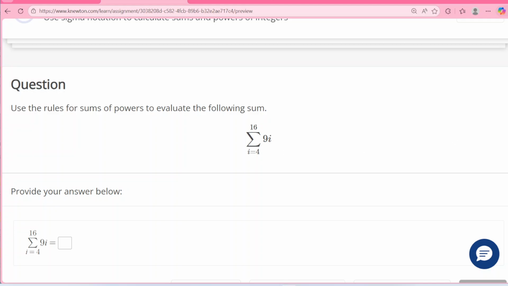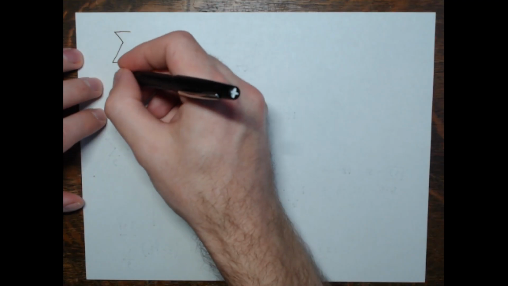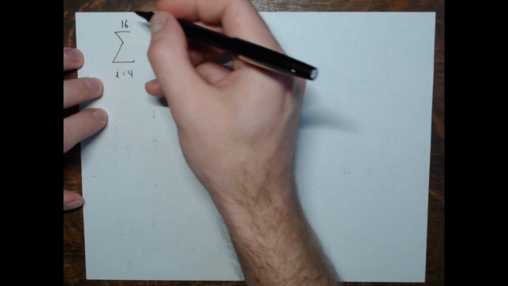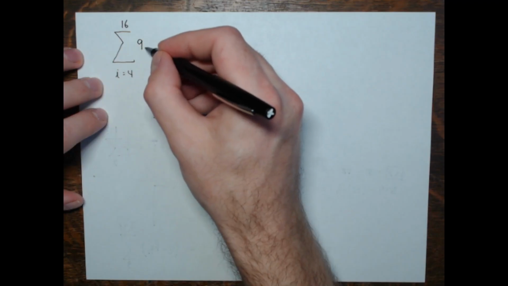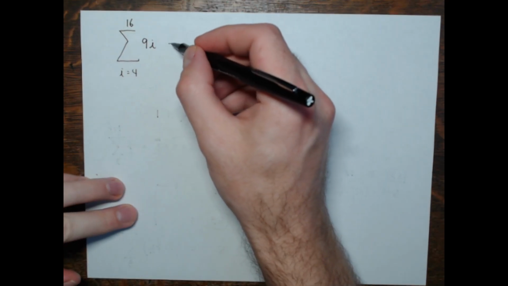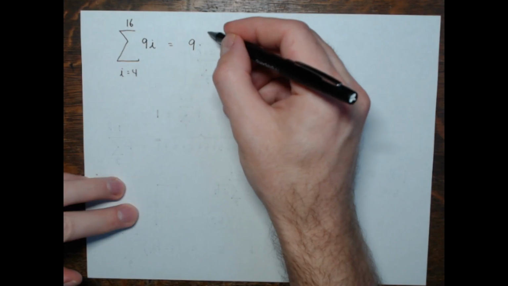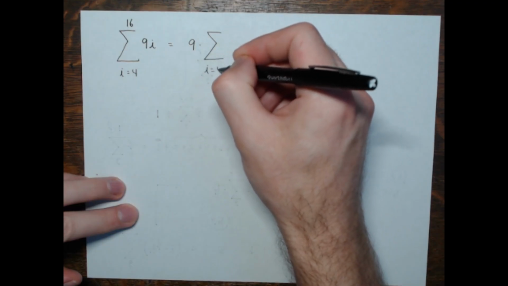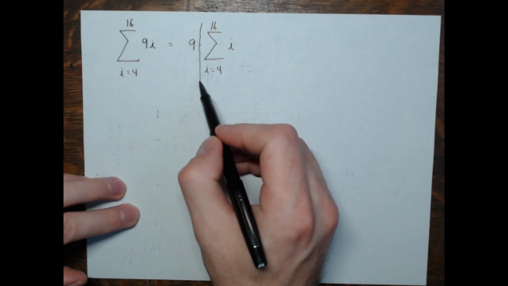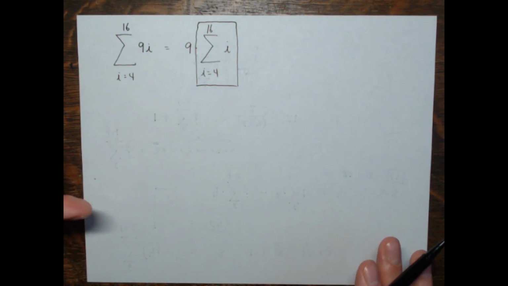So here's what we were given. We have the sum from I equals 4 to 16 of 9 times I. Now, remember, I can pull constants out, so this is 9 times the sum from I equals 4 to 16 of just these I's. So now I want to focus on this.